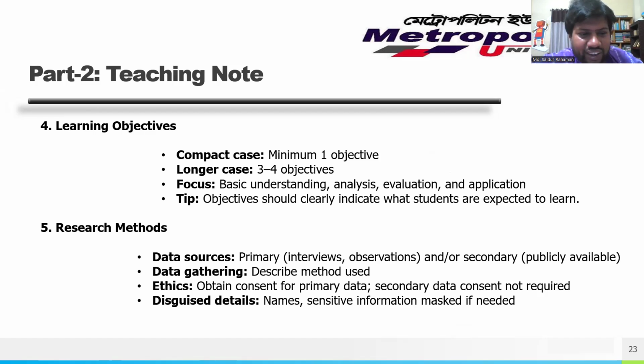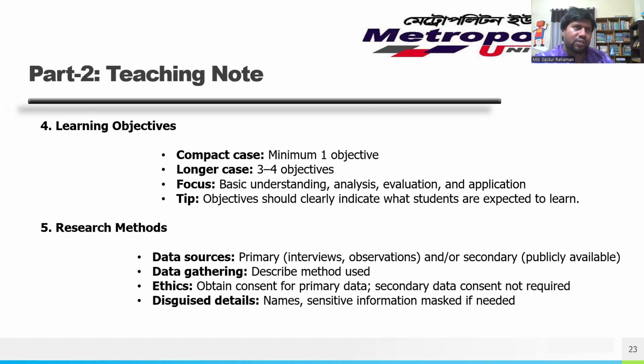Later on, you can find the research methods in the teaching note. The serial number of this point is 5. Teaching methods: what are the data sources from where you have collected the data, primary or secondary? Of course, data gathering: how you gathered the data and which method you used, such as interviews, recordings, or written documents. And ethics: whichever method you use for collecting data, you definitely need to follow ethical concerns and ethical considerations.